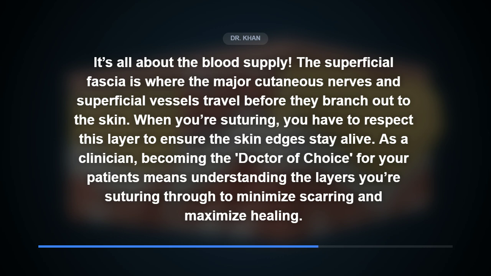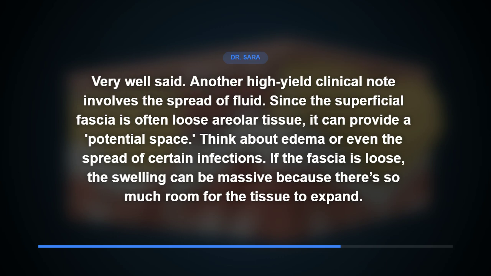The superficial fascia is where the major cutaneous nerves and superficial vessels travel before they branch out to the skin. When you're suturing, you have to respect this layer to ensure the skin edges stay alive. As a clinician, becoming the doctor of choice for your patients means understanding the layers you're suturing through to minimize scarring and maximize healing. Very well said.